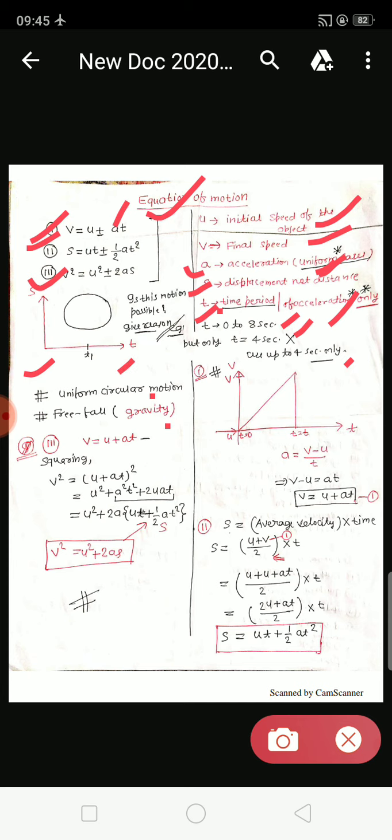This is a displacement time graph and this curve has been shown. The question is: is this type of motion possible or not? If yes, which type of motion is it? If no, why not? So what we will do, we will try to solve these three equations of motion numerically here. Graphically you have to go through your books and try to get these three equations. So numerically I will show you.